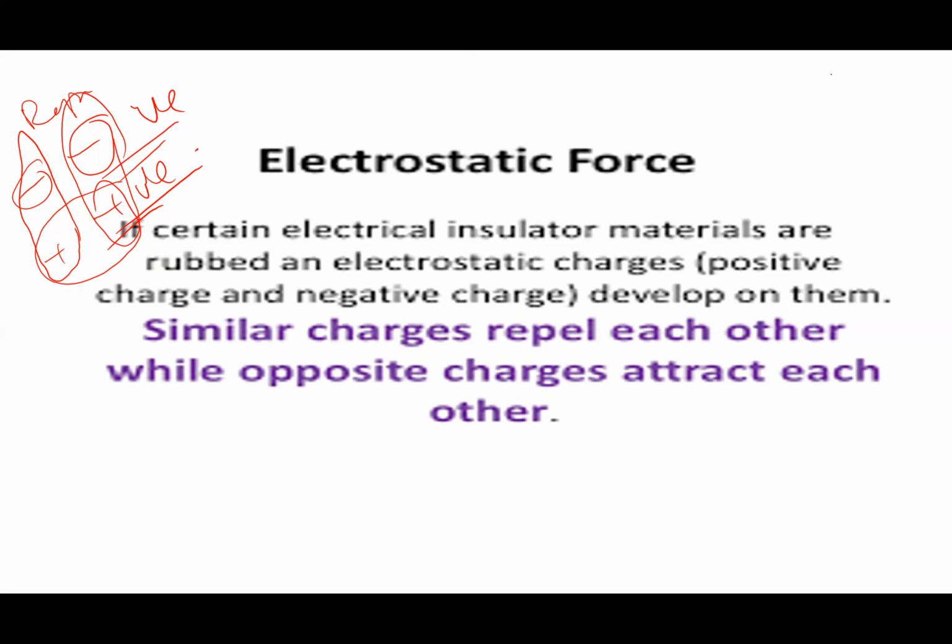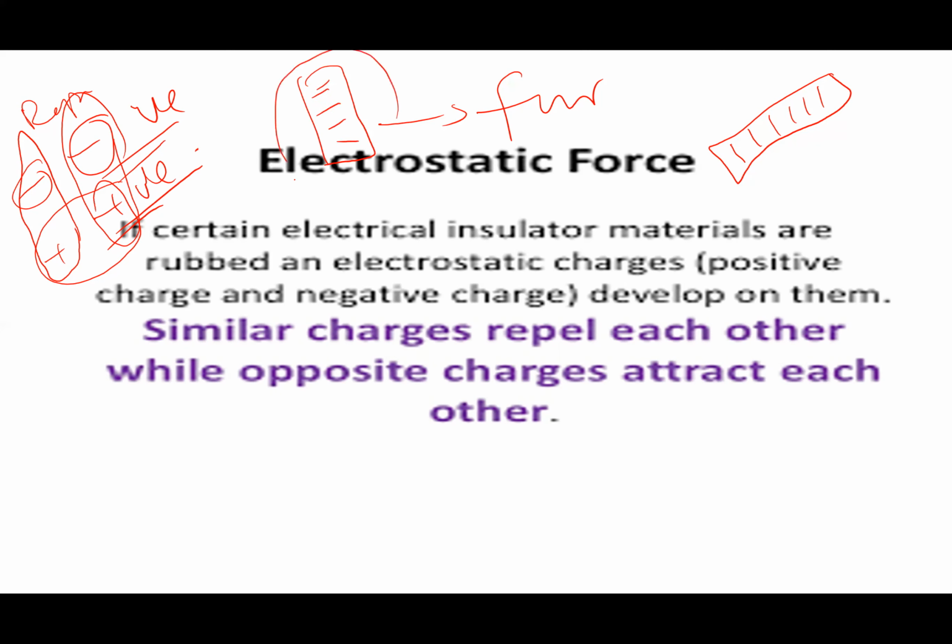If you take a rod and rub it with silk or fur, let's say negative charges develop on it. If you take another plastic rod and rub it with the same silk or fur, negative charges also develop on this. If this negative charge is brought close to this one, you will see that they repel each other, from which we can say that similar charges repel each other.